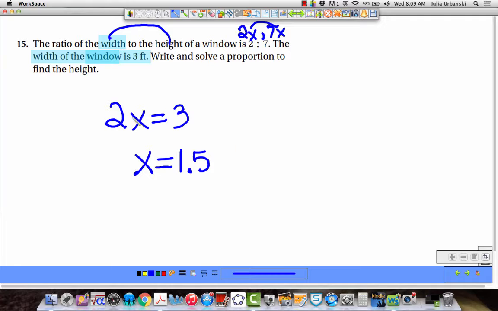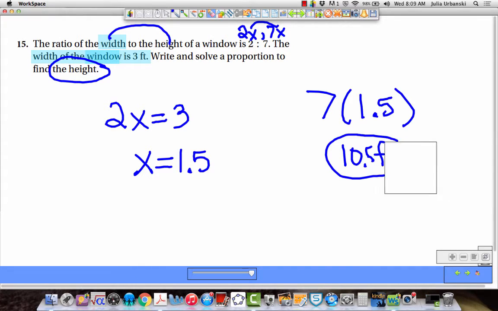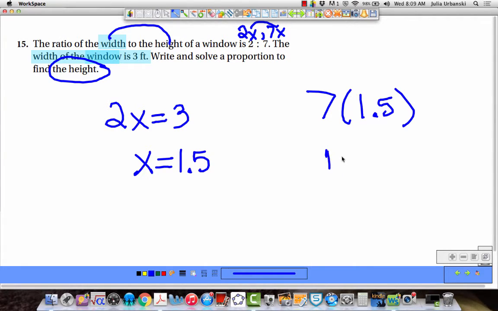What's the question? What's the question then? Find the height. So what would I use for height? 7x. 7 times 1.5. 10.5. And is that feet? Yeah, it is feet. Okay, it's a tall window. I did write it wrong. I even circled it wrong. It was 10.5.